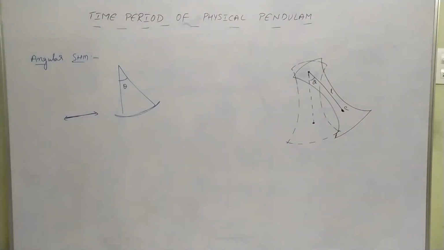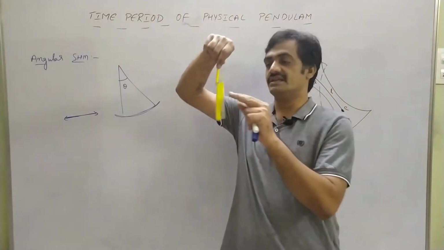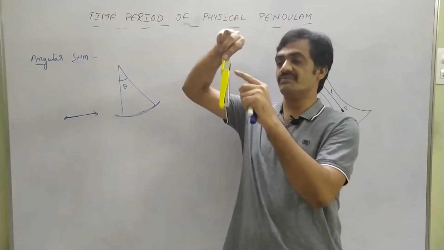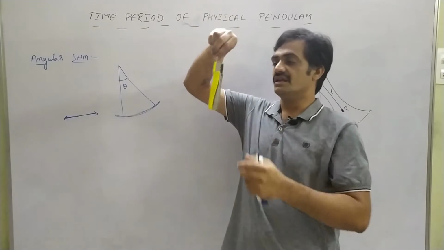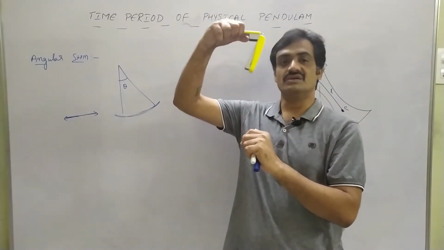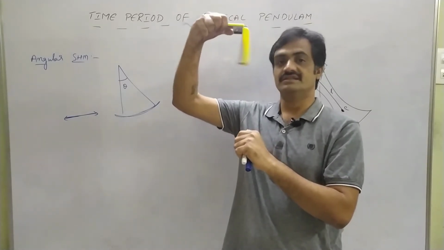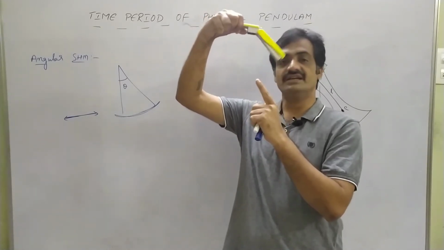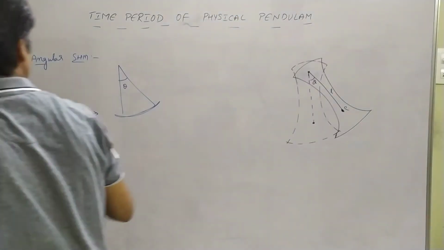So let us consider a body which is pivoted to a fixed end. I am going to consider a stapler. Observe that it is being pivoted, the lower end is pivoted to the upper end. Now observe that the body is oscillating by an angle of theta like this. So we can consider it as a physical pendulum. Now we are going to represent the time period.